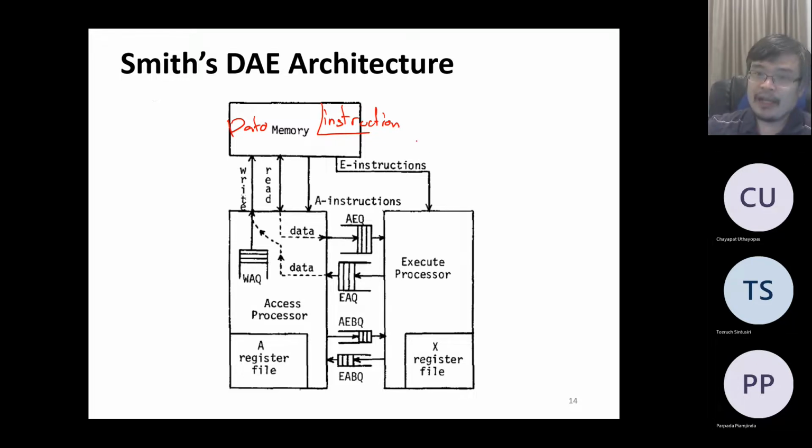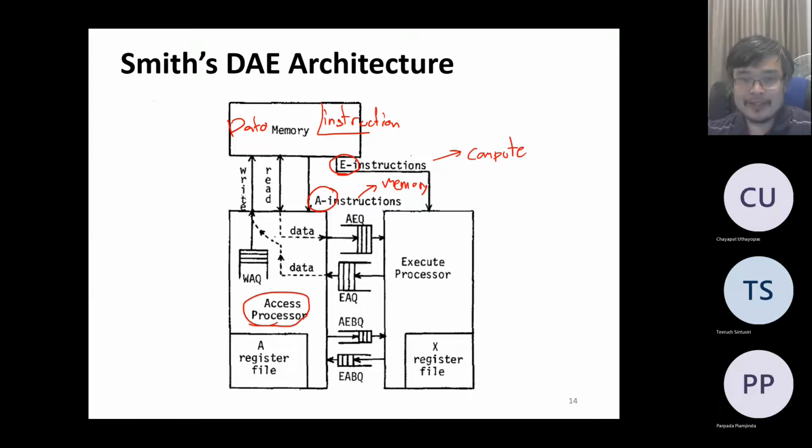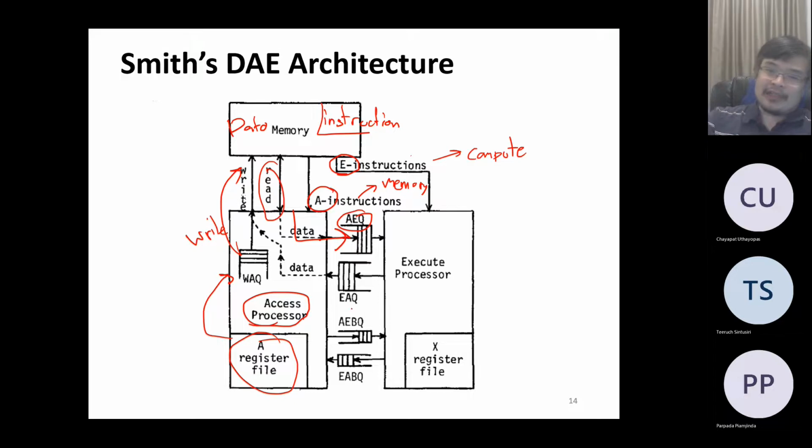You then have the two types of instruction, execute instruction and access instruction. This is basically compute, and this is memory related instruction. When you have a memory related instruction, the access processor processes that by putting the request. So there are two things, right? You have the register file where you can put in the write request to write new data into the memory. And then you can also read the data from the memory and then send it to this queue. This is the access queue. This is the execute queue.